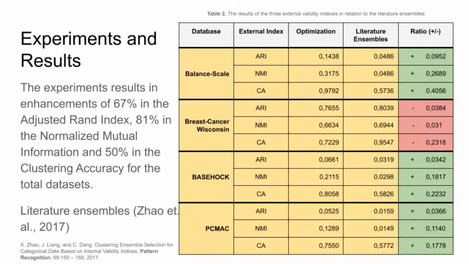Thus, the experiments result in enhancements of 67% of total datasets in the adjusted rand index, 81% in normalized mutual information, and 50% in clustering accuracy.